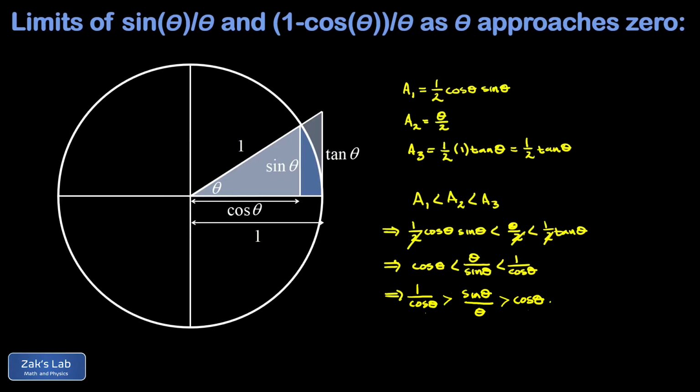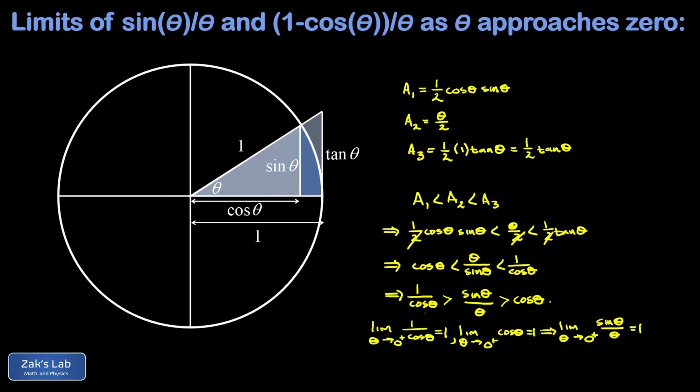We're looking at a limit as theta goes to 0 from the right. In other words, theta is positive, but getting closer and closer to 0. So we have that the limit as theta goes to 0 from the right of 1 over cosine theta is going to be equal to 1 because cosine theta is approaching 1. We also have that the limit as theta goes to 0 from the right of cosine theta is equal to 1. And then by the squeeze theorem, this implies that the limit as theta goes to 0 from the right of sine theta over theta is also 1.